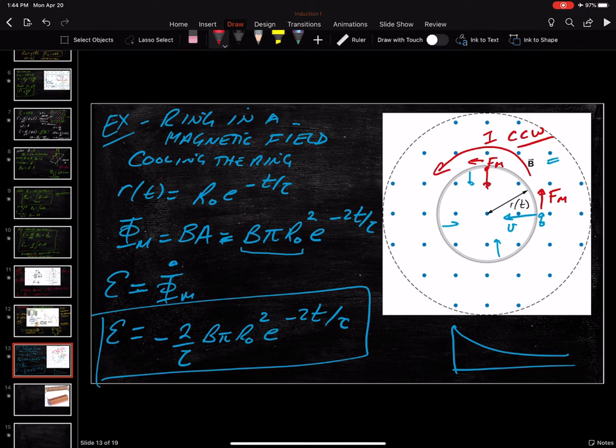Let's figure out another case. Suppose that you've got a solenoid.